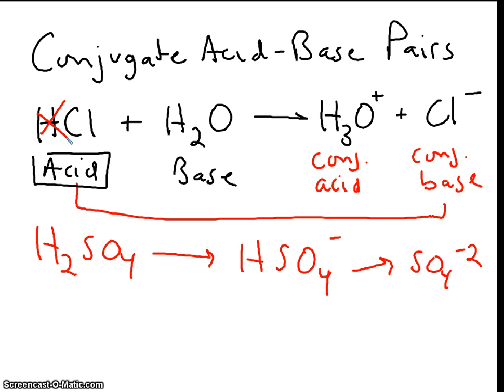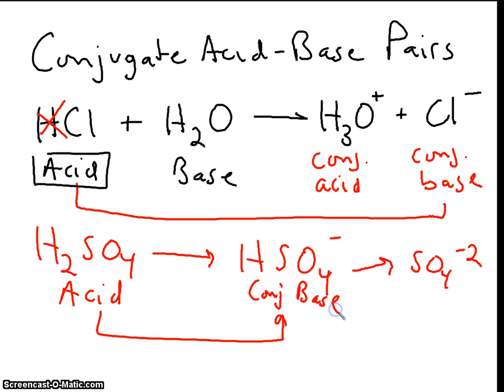So if we had H2SO4 as the acid, all we're going to do is take one hydrogen away, and what do we get? We get a conjugate base of HSO4 minus. We'll talk a little bit about that. It's not going to be a big deal, but it is something that you should be familiar with, and just know that the difference between an acid and a conjugate base is just that it loses one proton.